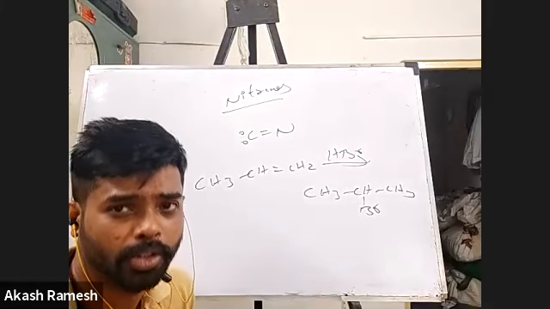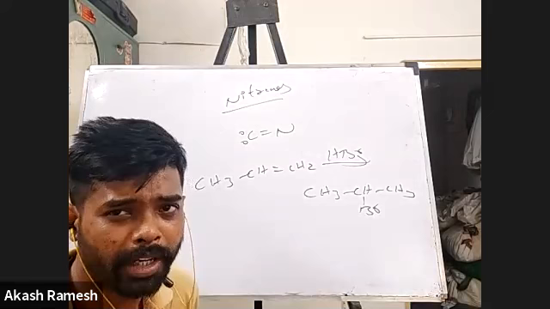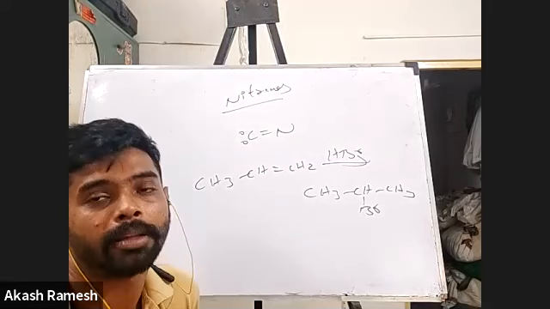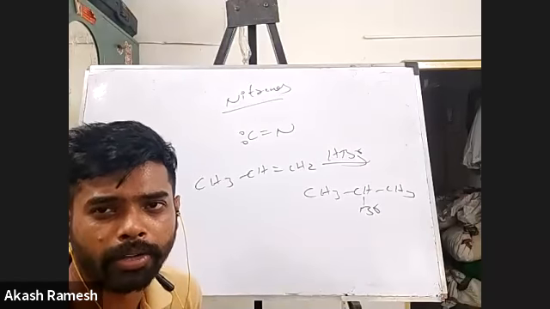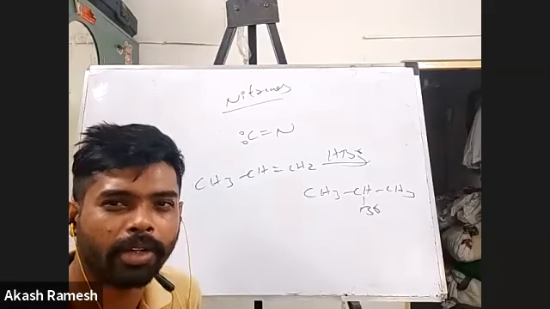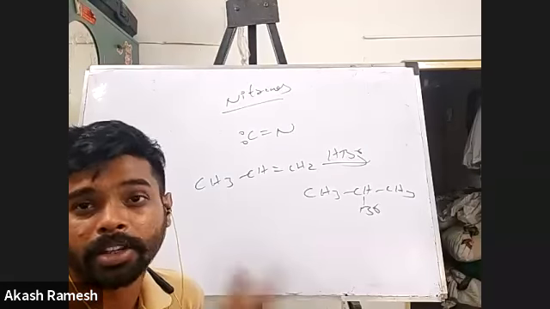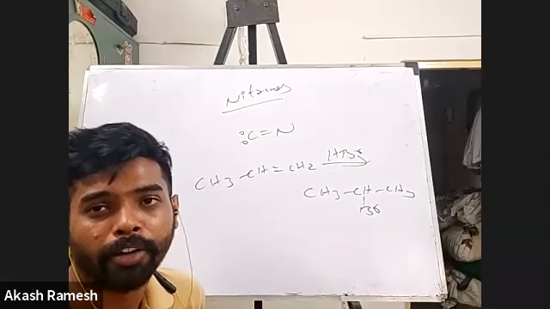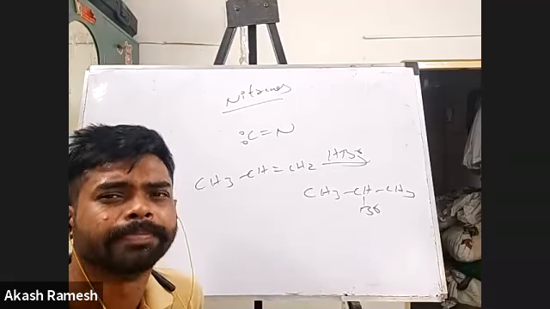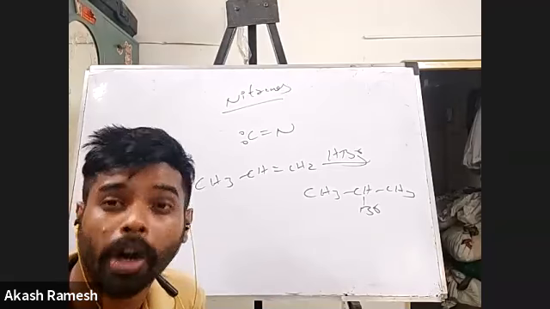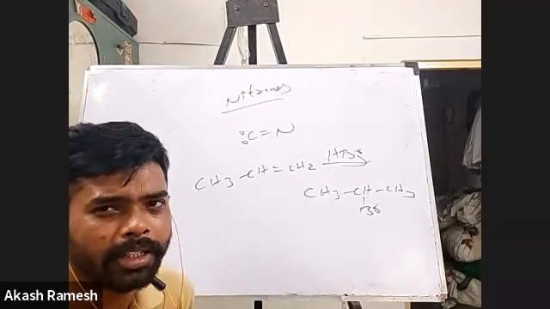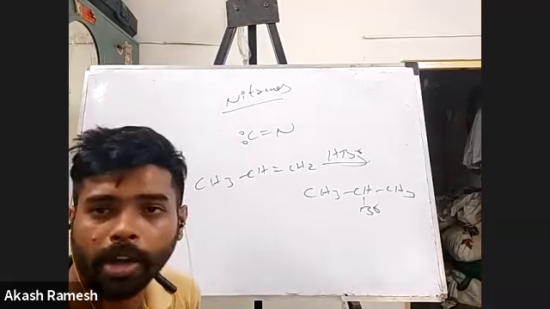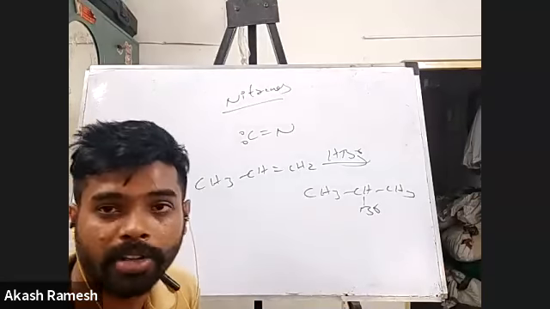So what we have to understand is, if I can understand the mechanism, I don't even have to know what Markovnikov's rule is. Actually, Markovnikov's rule is derived from the mechanism, because I know carbocations are going to get formed. I can answer the question by knowing the mechanism, why this is the major product.